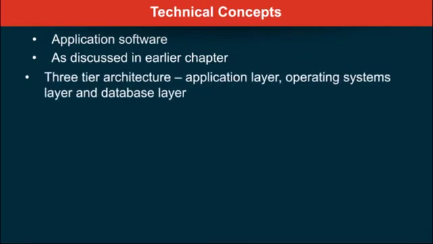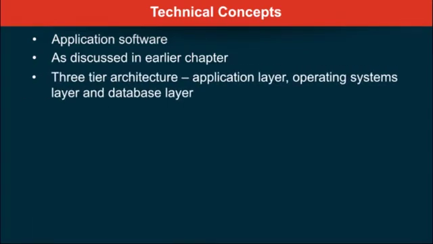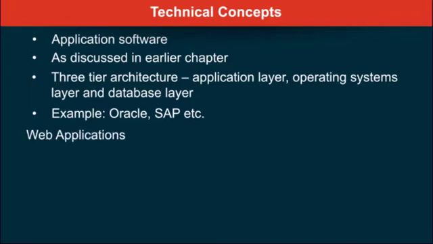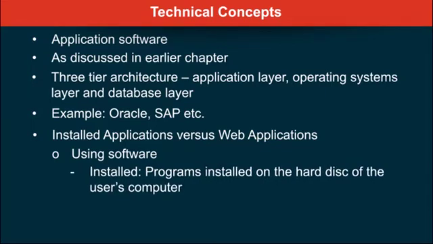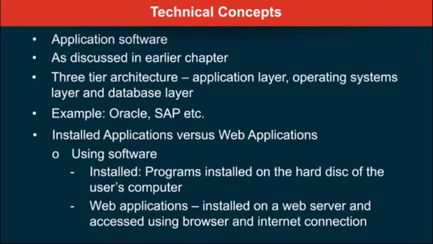Now, application software: we have discussed in the earlier chapter the three-tier architecture, application layer, operating systems layer, and database layer. The example that has been given is Oracle and SAP as a type of application software. There are installed applications and there are web applications. So what is this difference? Software which comes installed on the hard disk of the computer is called installed applications. And those which are installed on a web server and which can be accessed using your browser and your internet connection are called web applications.